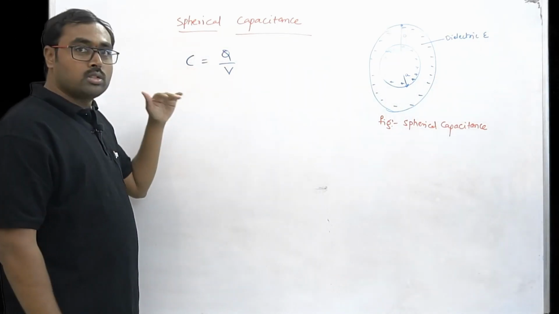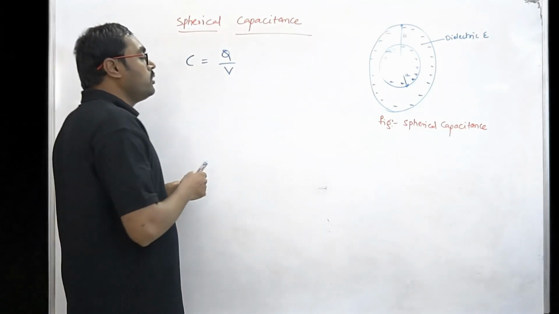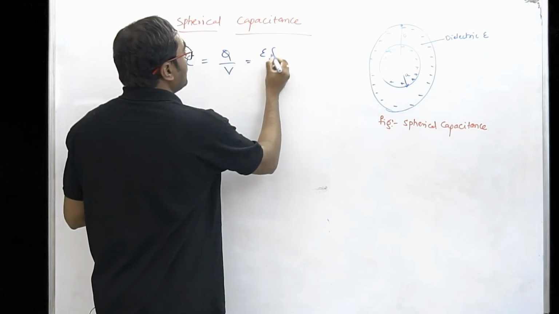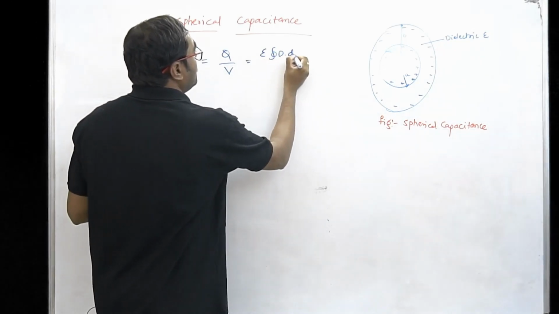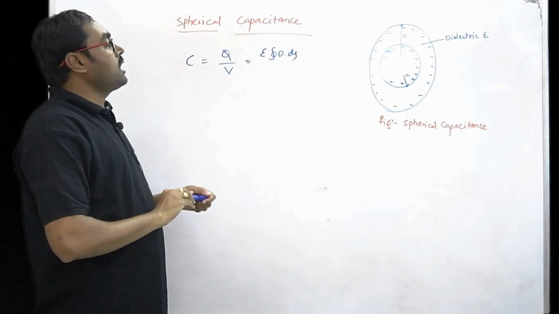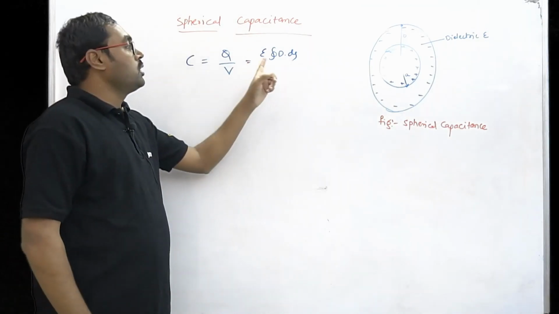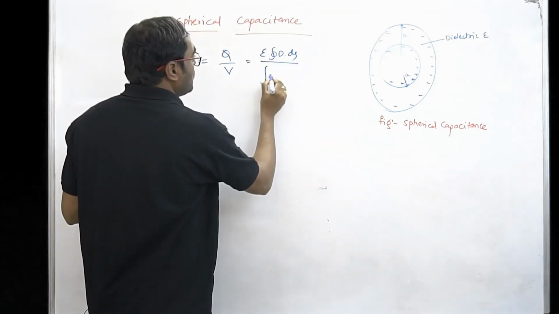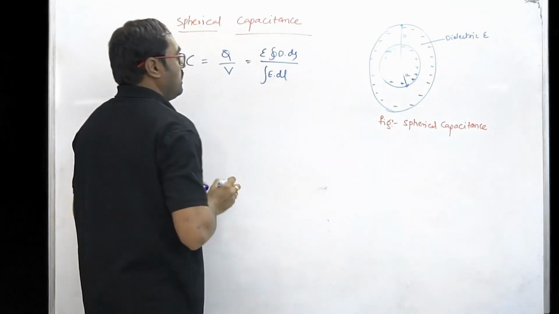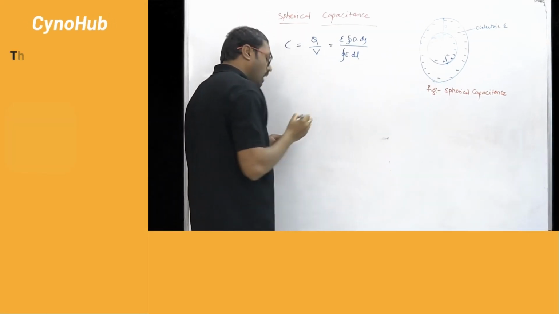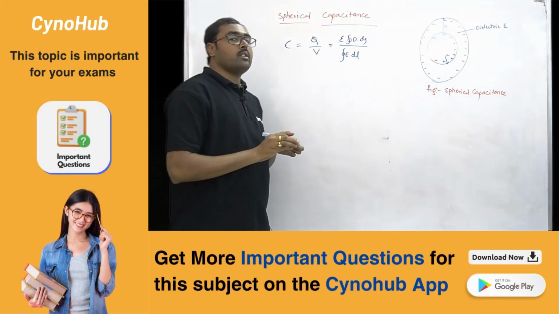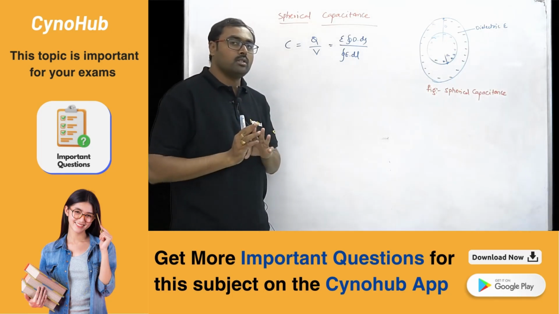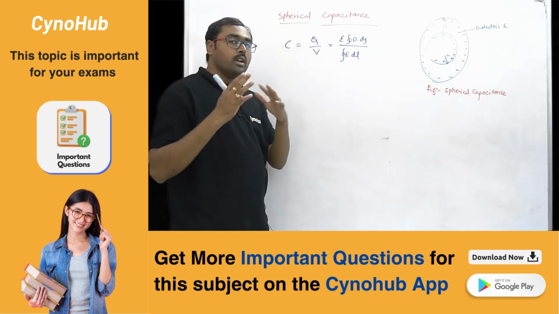According to our electrostatics, this Q we can write by using the Gauss law as epsilon times the closed surface integral of D dot dS, and we can write V in terms of E dot dl. This is also a closed surface. Wherever we find the capacitance, the circuit must be a closed circuit, not an open circuit.